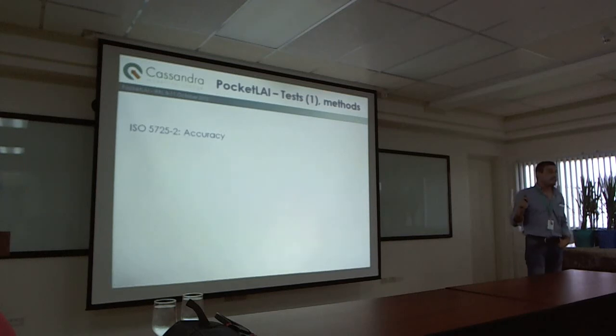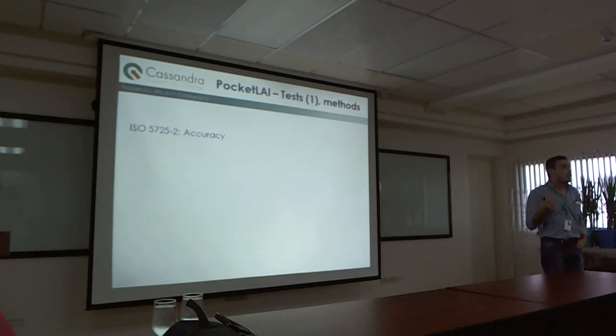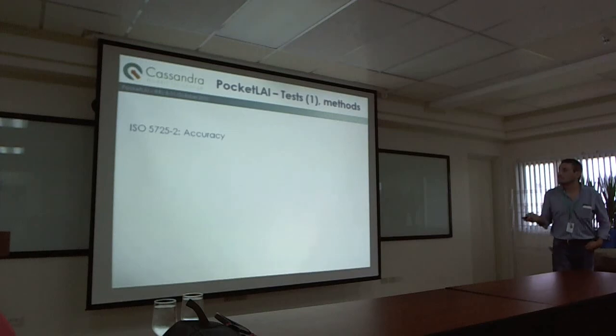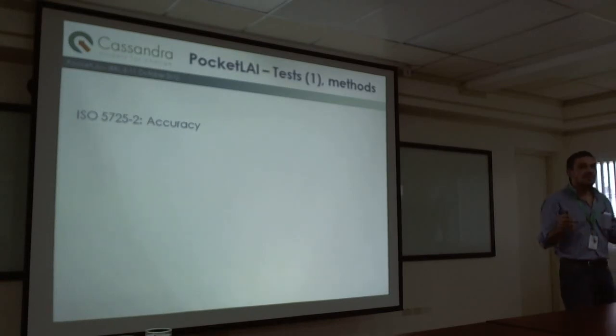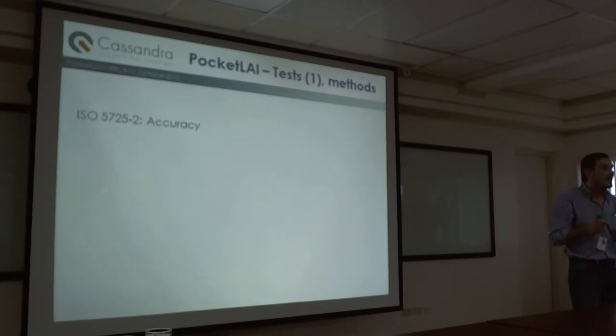So the first test, the ISO protocol for the validation of analytical methods, defines accuracy, because even when you read papers on the validation of different tools, they always mention accuracy and precision, and sometimes you don't know exactly the difference between these two terms, and maybe even the authors of the paper don't know exactly the difference between these two terms.